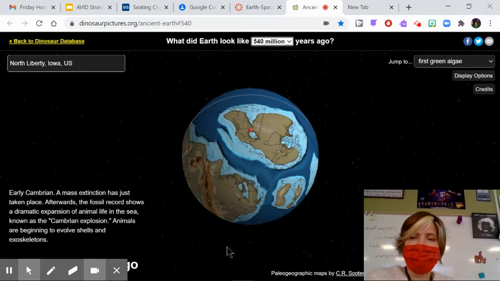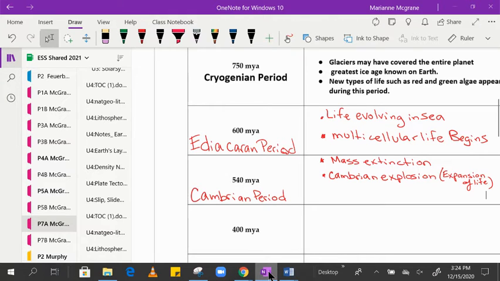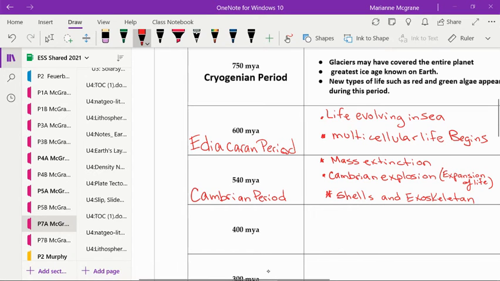Animals began to evolve shells and exoskeletons. Let's go ahead and put that down. So at this time period, now we have shells and exoskeletons. What's an exoskeleton? Do we have one? We don't have an exoskeleton. Exo means exit, on the outside. Where's our skeleton? Internal. Exoskeleton would be like a cockroach. You step on the cockroach and it goes crunch. That's because we're squishing its outside.